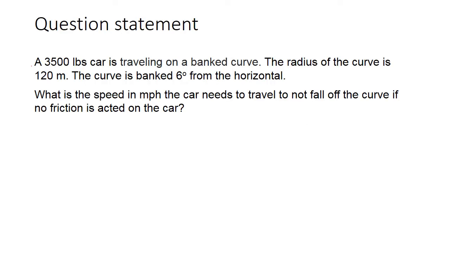So first we're going to read the question. The question given to us is that a 3,500-pound car is traveling on a banked curve, and the radius of the curve is 120 meters. And the curve we know is banked 6 degrees from the horizontal. And we are asked what is the speed in miles per hour the car needs to travel to not fall off the curve if no friction is acted on the car.